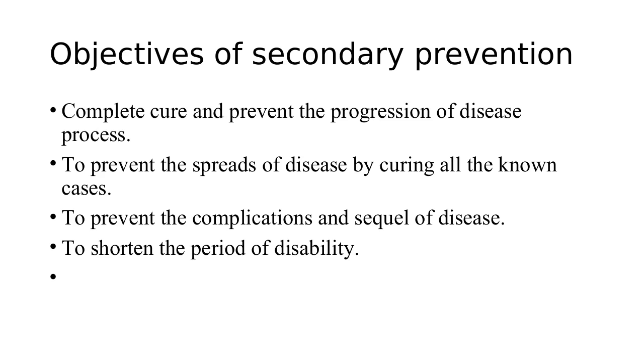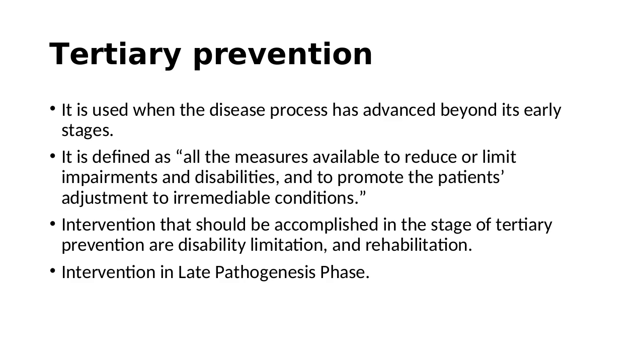Then what are the objectives of secondary prevention? Number one is to cure and prevent the progression of the disease process. Then another one is to prevent the spread of diseases by curing all known cases. Then the third one is to prevent the complications and sequelae of diseases. You're preventing the person from getting complications from the disease. And lastly, to shorten the period of disability.